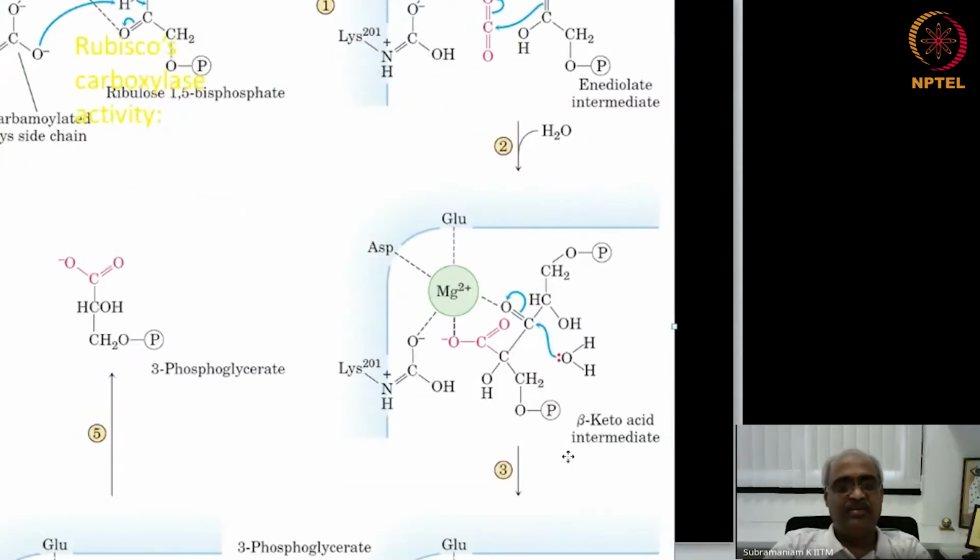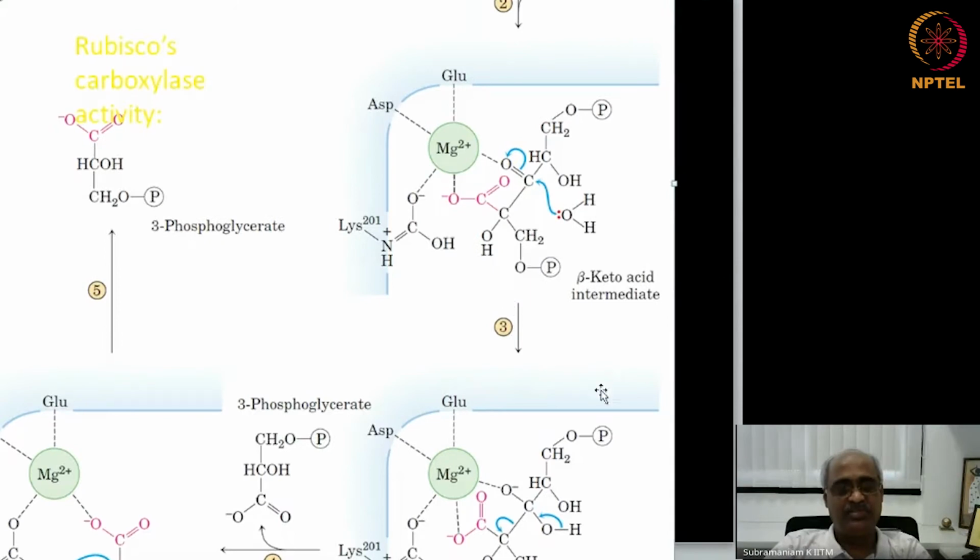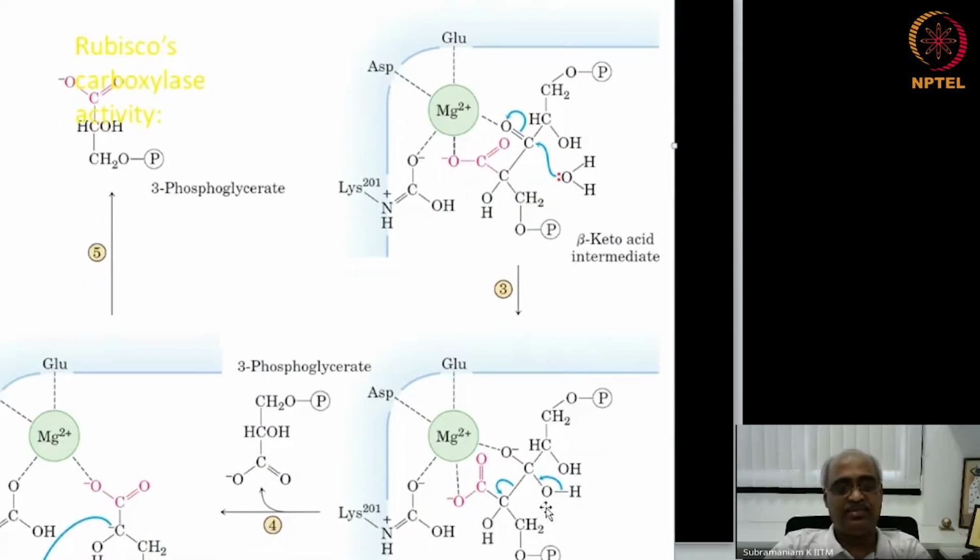And now hydration of this double bond shifts this bond out, and then you have this cleavage happening, releasing the first phosphoglycerate. Okay, so this is the hydrated version. So the double bond is reduced to OH, and then here you have the other OH.